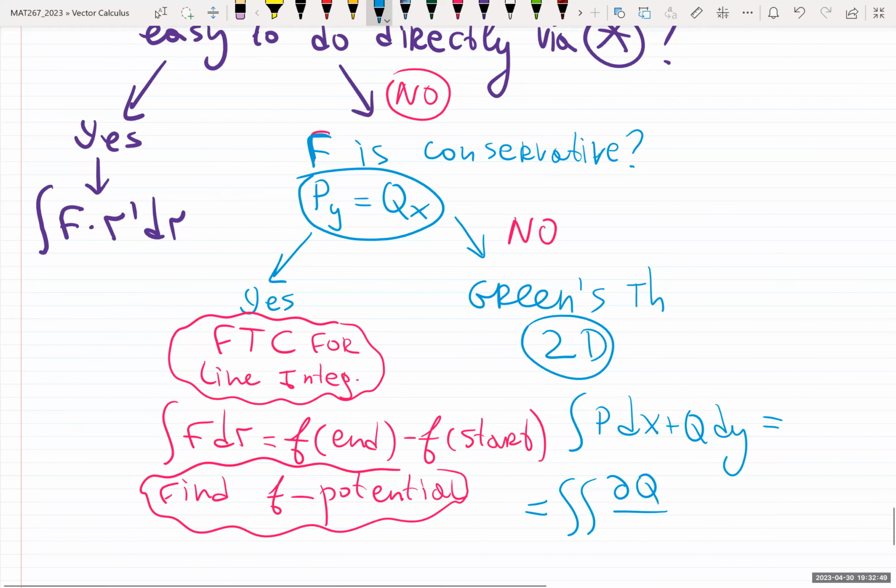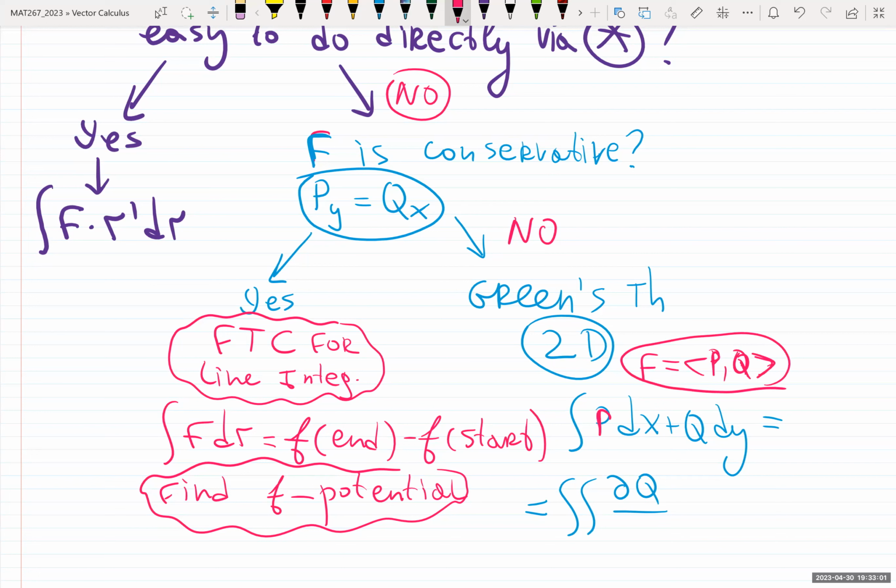What is P and Q? F consists of P and Q in order. That is important to know. That's where it's coming from. P is your first input, so it's x, and Q is the second input, so in terms of y. Then you mix them up, taking Q with respect to x, and P with respect to y. You find the difference, and then you have a double integral instead of the line integral, dx dy, and then you can use polar, and so on.